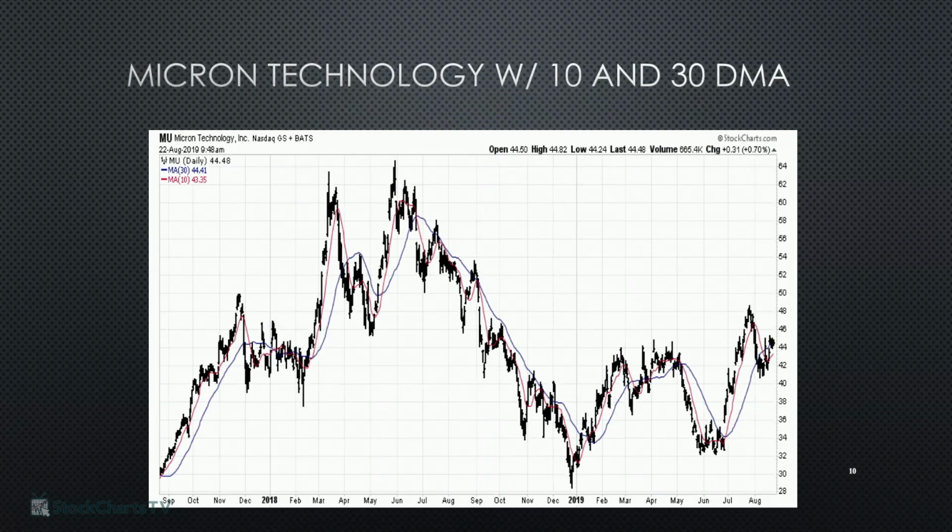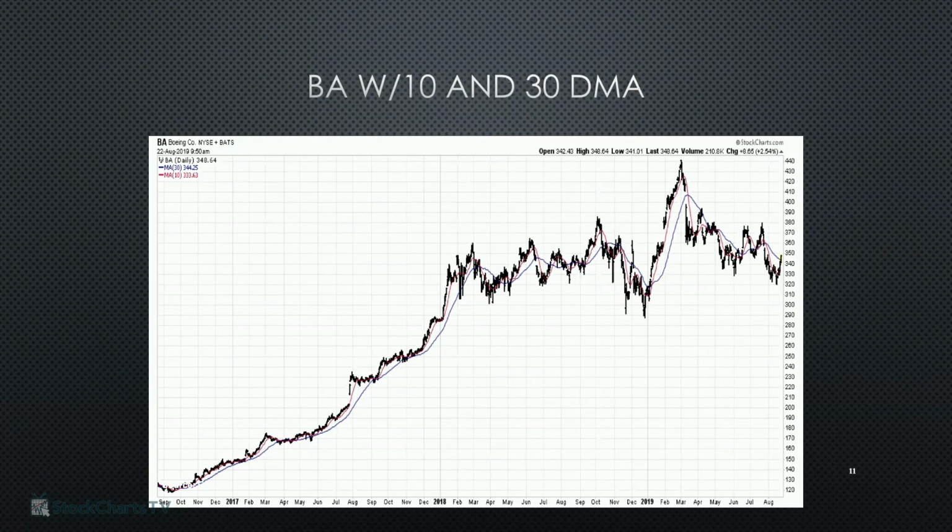Let's take Micron with a 10 and 30-day moving average, and you can see you can still make some decent money with this model, but there are going to be periods of time that you get chopped. Let's take a look at Boeing on a 10 and 30-day. Going all the way back to 2016, the lower left-hand corner of this chart, red crosses over blue, and you are basically in the bulk of the move.